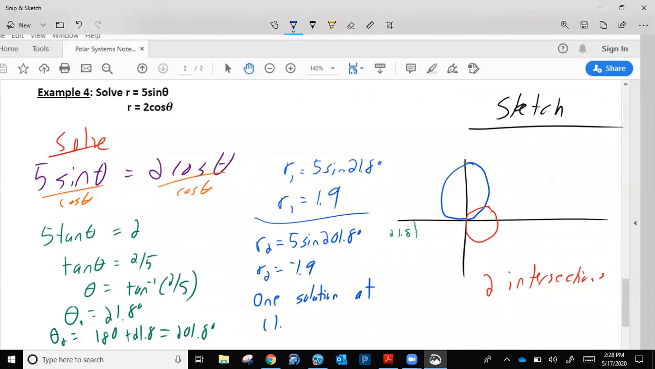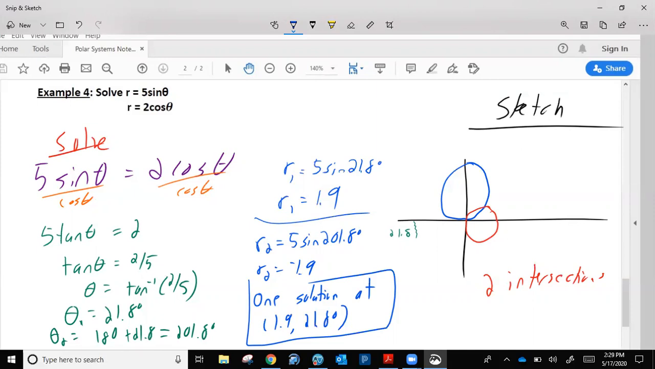We only have one solution at 1.9, 21.8 degrees. Negative 1.9, 201.8 is the same spot. So what about the pole of 0, 0? That's just an intersection point. It's not a solution. And basically what happens is they're not coming together at the same moment.